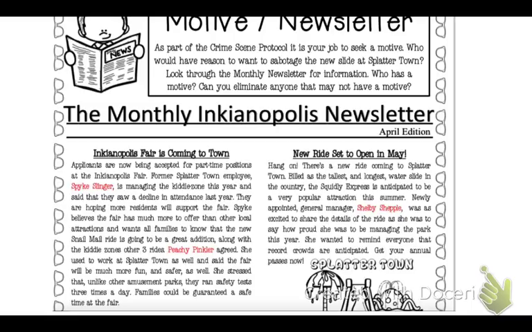The newsletter. So here we are going to determine if these people had motive. As part of the crime scene protocol, it is your job to seek a motive. Who would have reason to want to sabotage the new slide at Splattertown? We're going to read through the monthly newsletter for information. Who has a motive? Can you eliminate anyone that might not have a motive?